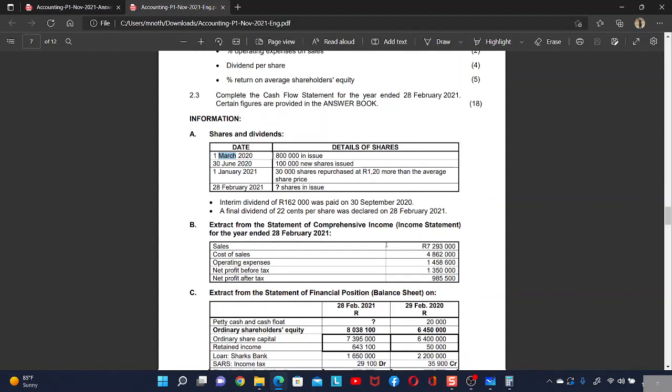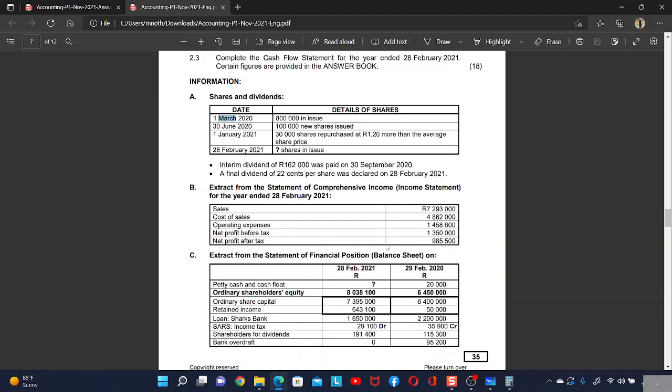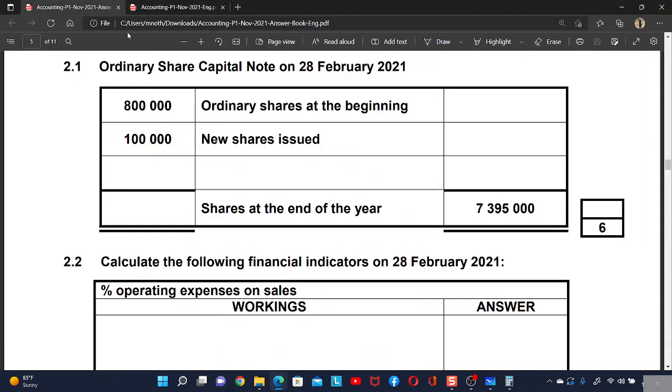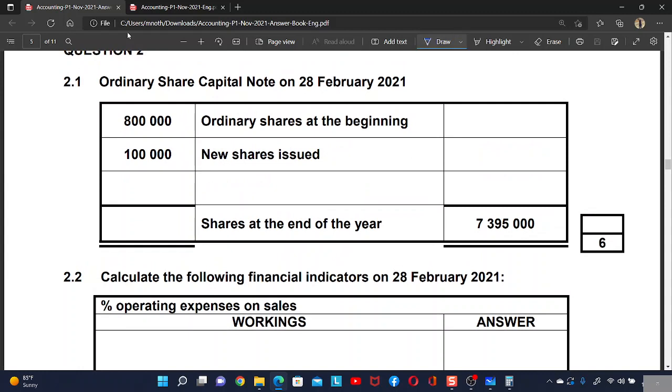So let's go and check our ordinary share capital. At the beginning of the year, the ordinary share capital is 6,400,000. Why are we saying the opening balance at the beginning of the year is 6 million? It's because here it's written 29 February 2020, meaning that when we start on 1 March 2020, this is going to be our opening balance. So it's 6,400,000.